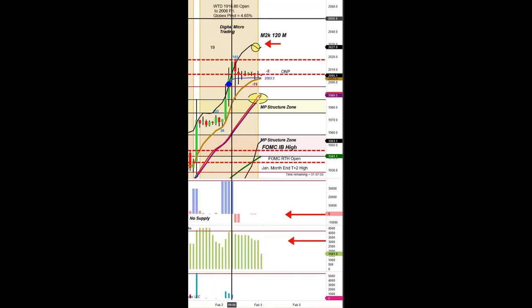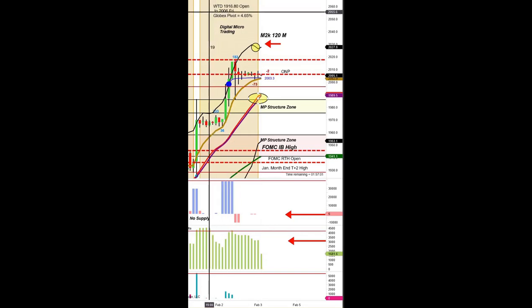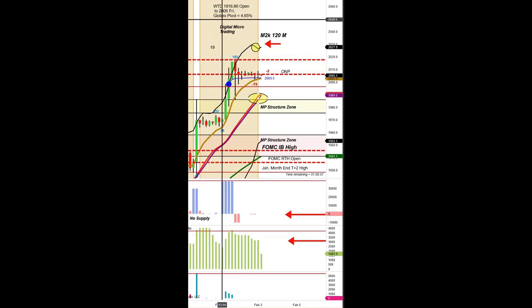The stat from how we opened on Monday at 1960.80 to the Globex pivot for Friday, 4.65%. So the bulls have just stomped the stuffing out of shorts, and they're not letting up as of Friday Europe Globex. Let's go to the next chart on the Renko.